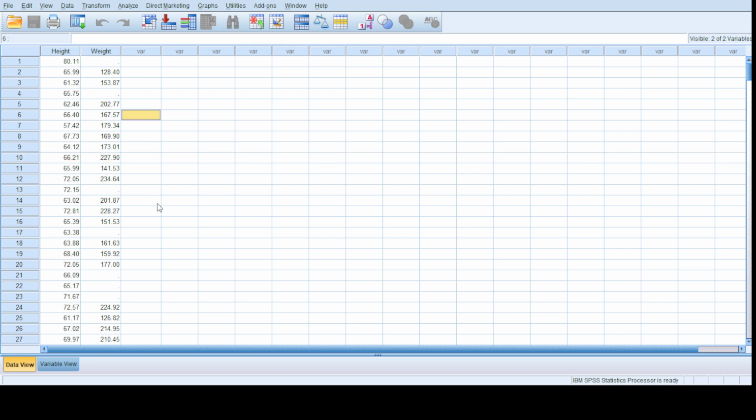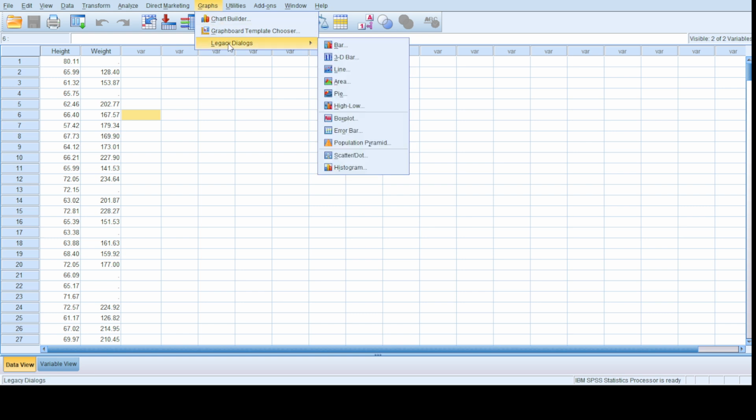So let's analyze. Let's start from the scatter diagram. So how do you do that? Just go to Graphs. Go to Legacy Dialogs.